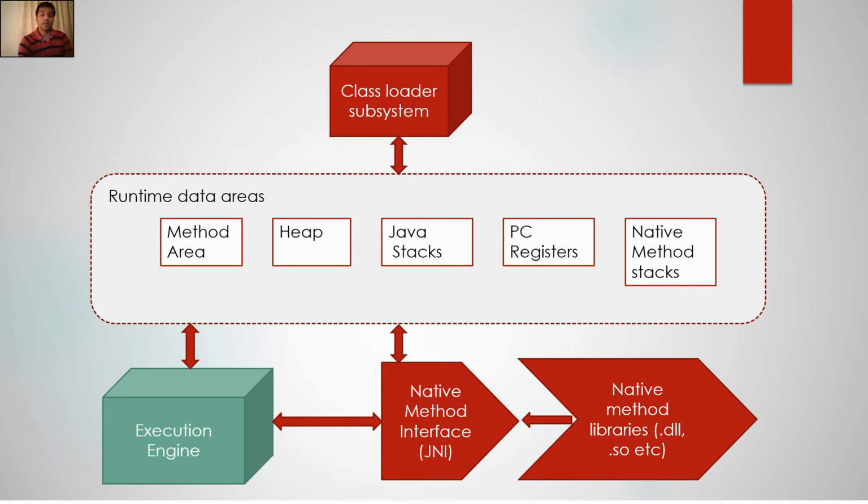In the runtime data area, you have five different data areas, which is basically the memory space allocated for the JVM: method area for class data, heap for object data, Java stack per thread, which keeps track of the currently executing method and its data, PC registers per thread, the program counters that know what operation to execute next, and native method stacks corresponding to native methods used by the application.